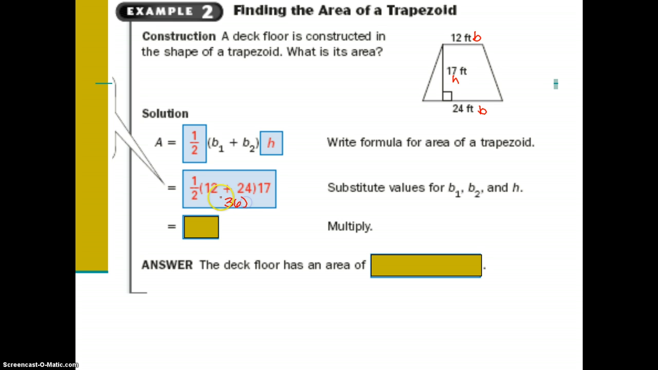12 plus 24 is 36. And then we can take that times 1/2 times 17. The deck floor has an area of 306 square feet. Again, you can write that as 306 feet squared. Make sure you label your area.